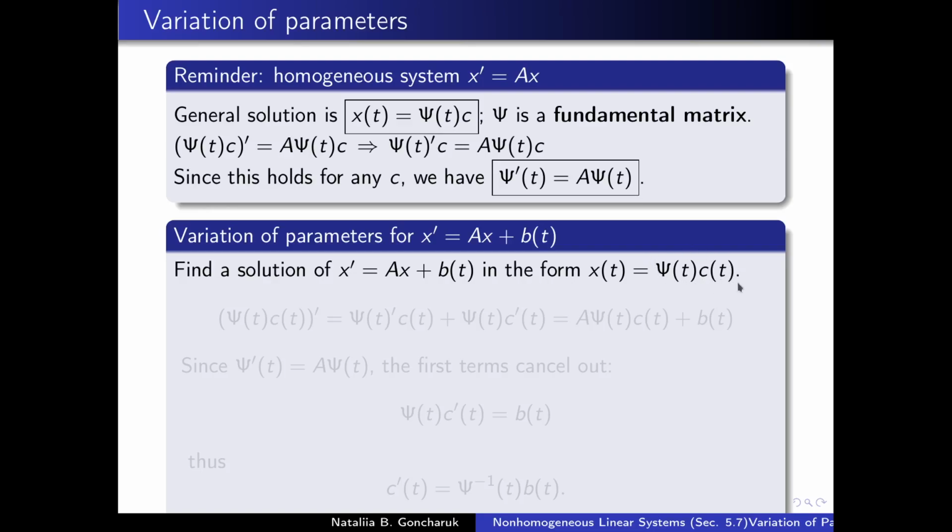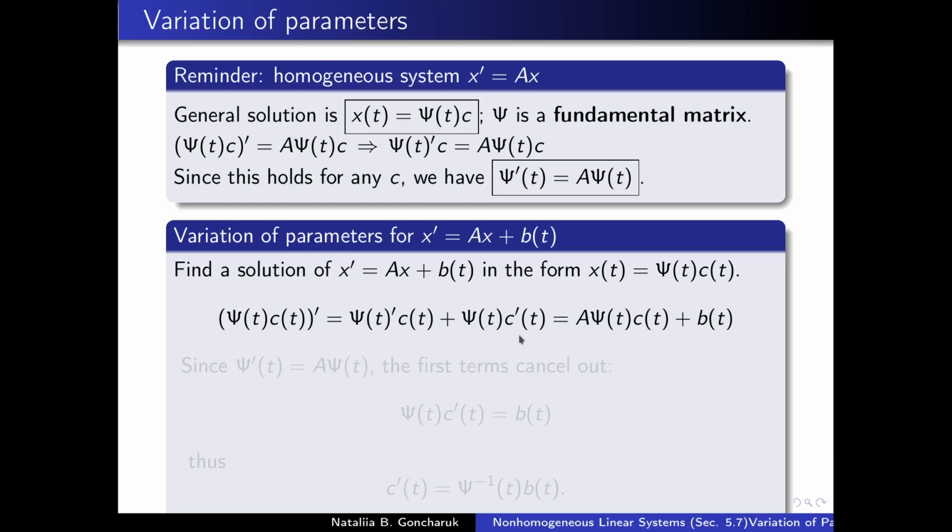So I'm going to substitute this into the equation, as I already did when c was constant, but now it is not constant. The left hand side is x prime, the right hand side is Ax plus B, and in the middle I differentiate the left hand side using the product rule. This is psi prime c plus psi c prime, which should be equal to the right hand side. This is my equation that should hold for c.